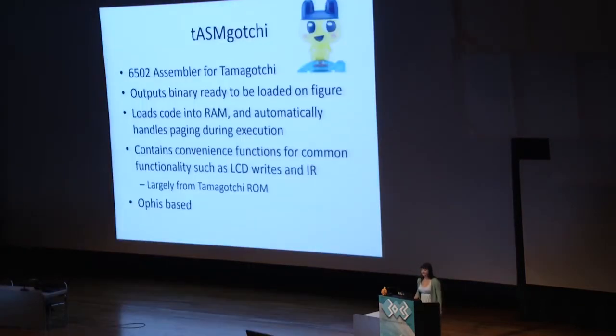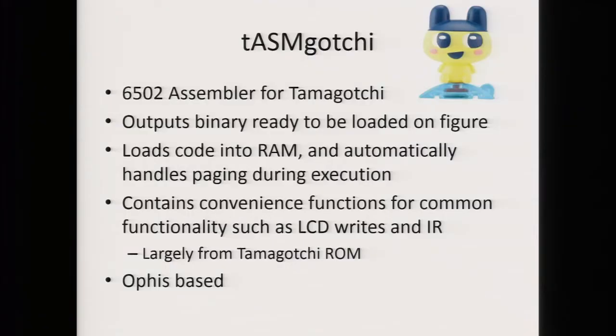So now I was ready to make my dev kit. And I made Tamagotchi, the 6502 assembler for Tamagotchi. What it does is it basically outputs a binary ready to be loaded on the figure. So you don't need to mess around with exploits or anything. You just need to compile, load, and then you can execute the code.